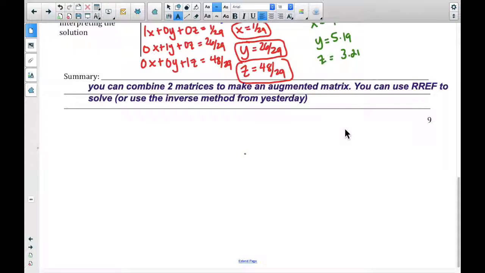I just wrote you can combine two matrices to make an augmented matrix, and then you can use RREF to solve, or you can use the inverse method from yesterday. They both work. All right, that is all we need to talk about for our lesson today, and then this will be our last lesson before we start reviewing for our test.